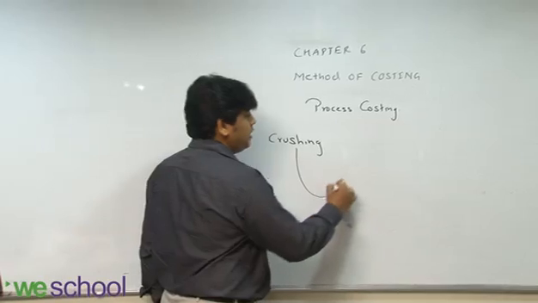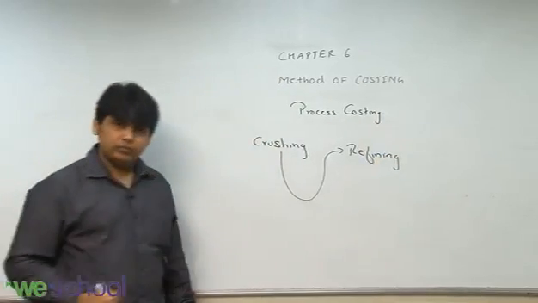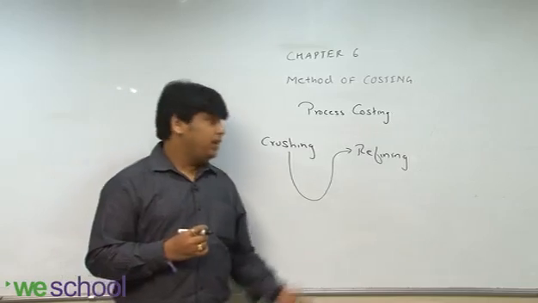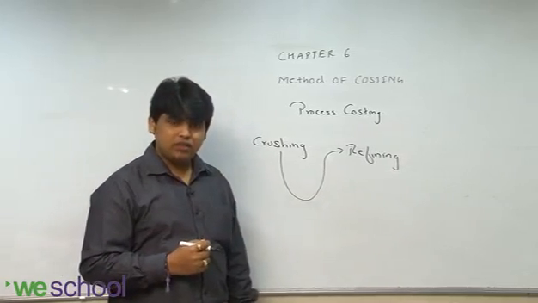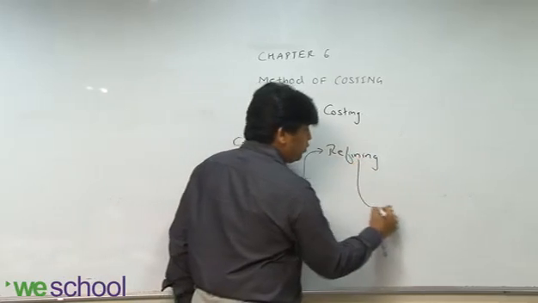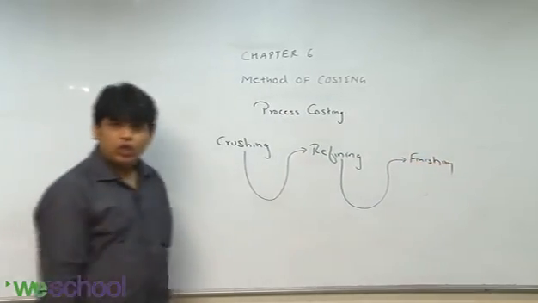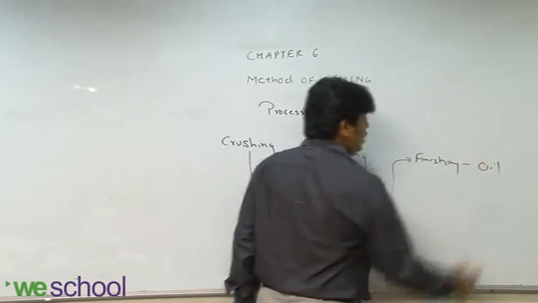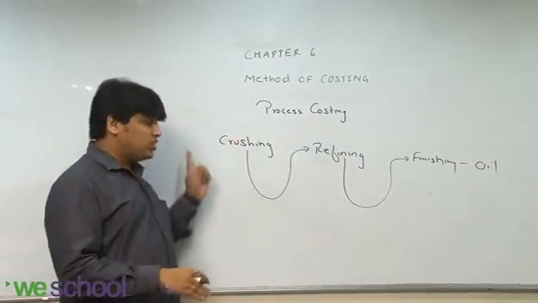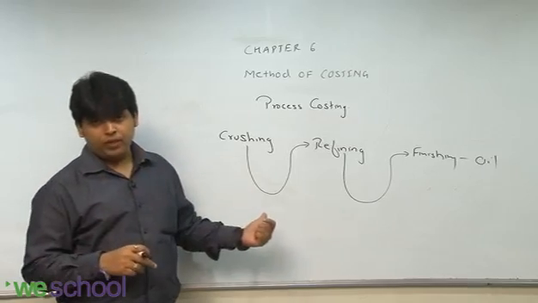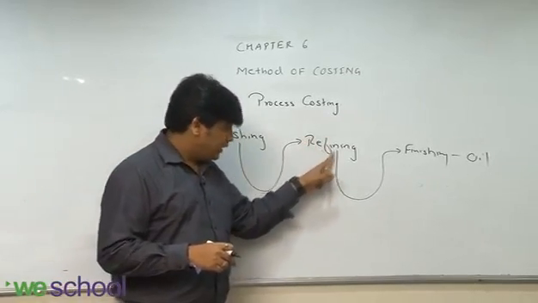The output of the first process will become the input of the second process, that is called the refining process. Till the refining process is over, you can't move on to the next process, which is the packing process. The output of the refining process will become the input of the finishing or packing process. So I get the final oil only after going through all these processes one by one, not simultaneously, but sequentially. Once I complete crushing, only then I will start refining. Once I complete refining, only then I can start finishing.